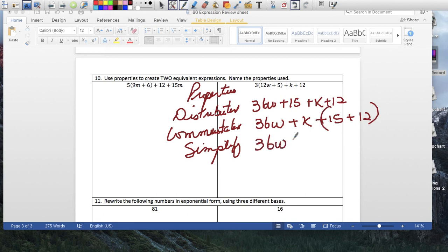So 36W stays the same because I can't combine that with anyone. The K stays the same. I can't combine it with anyone. But the 15 and 12 I can combine, and I get 27. So here are my two expressions, this one and this one, that are equivalent to my original. Okay.